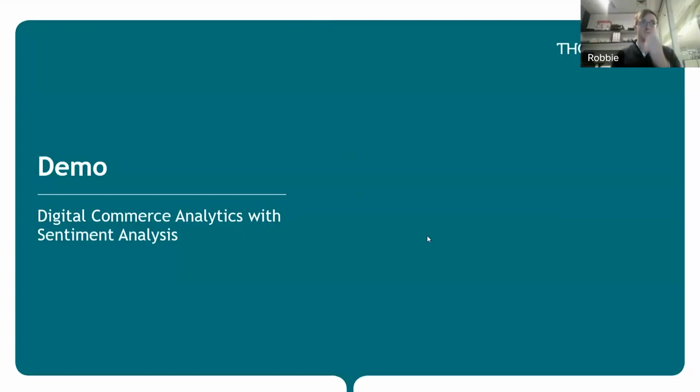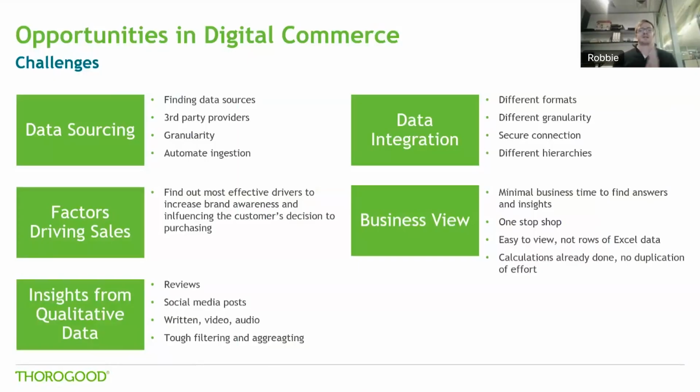Thank you. So let me get on to opportunities in digital commerce, and I'll start with the challenges really. So what's stopping you take hold of the opportunities? So really there's four sort of categories of blockers that I could come up with. So the first is data sourcing. So finding your data sources, often they're coming from third-party providers. How do you get them at the right granularity, and how do you automate the ingestion of those data sources as well?